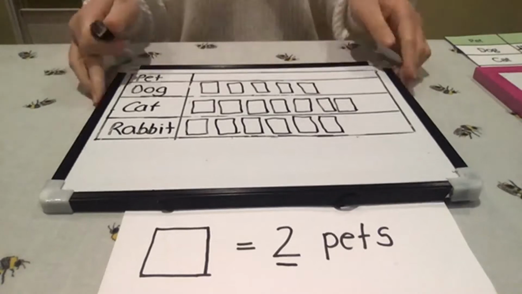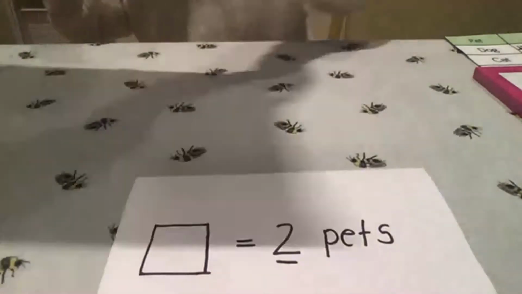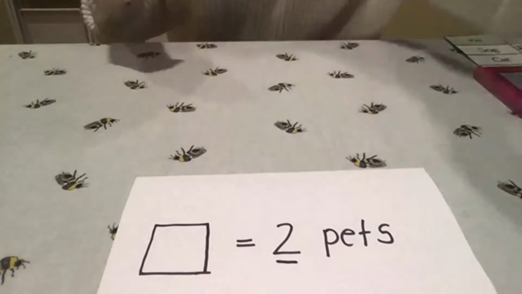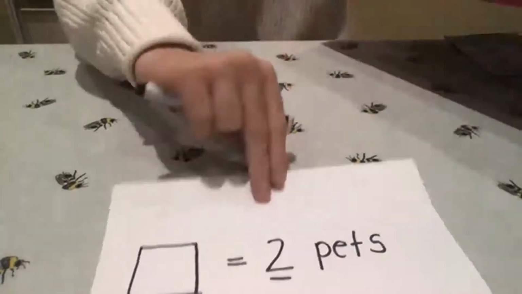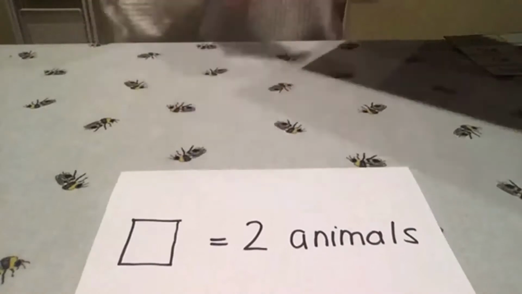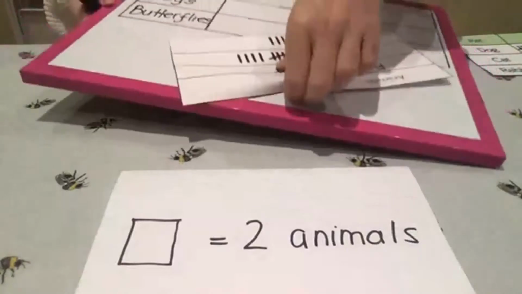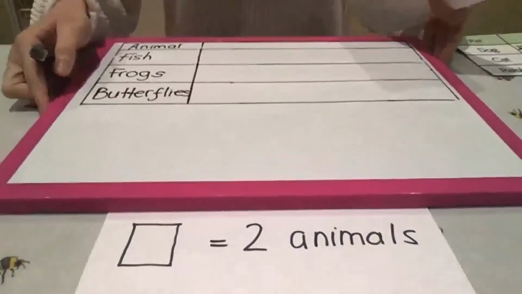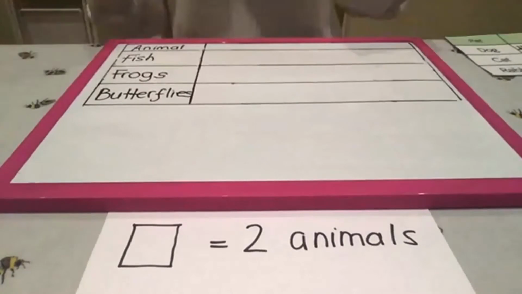Okay, Yetu, so let's move this pictogram away and let's get our next pictogram. So our next pictogram, again, is using squares, but this time 1 square represents 2 animals. So here is our pictogram. These are the animals that a boy saw on his walk.